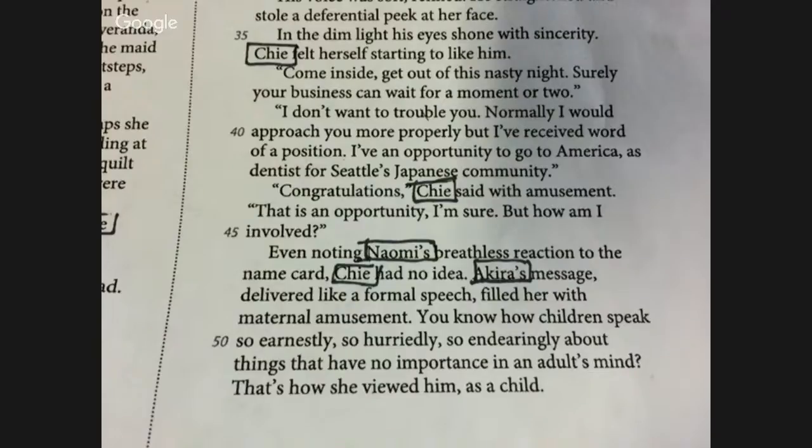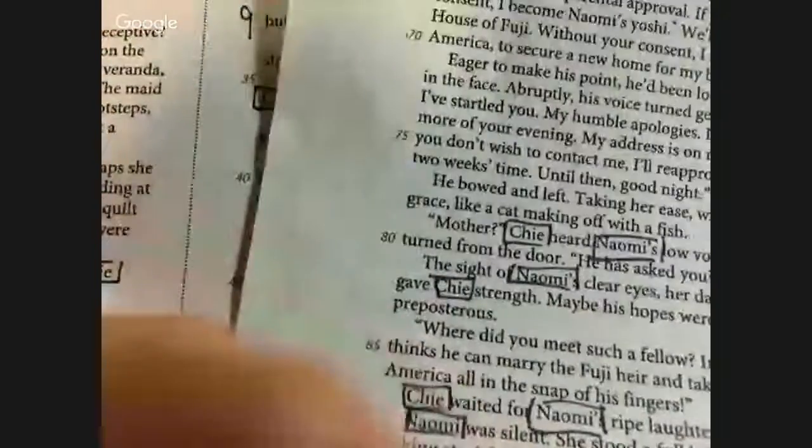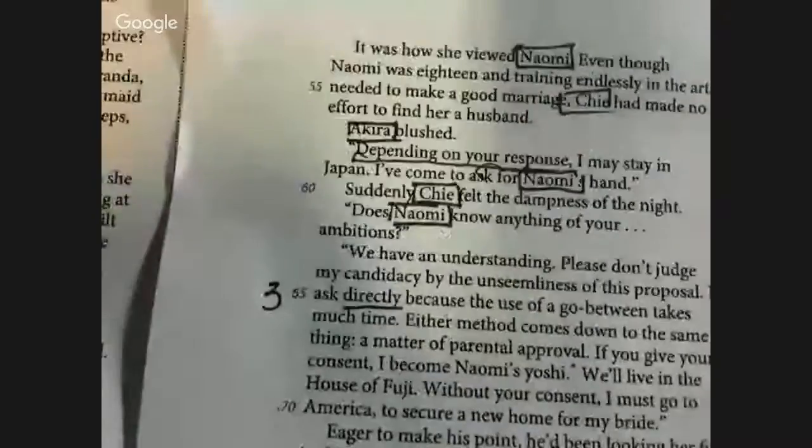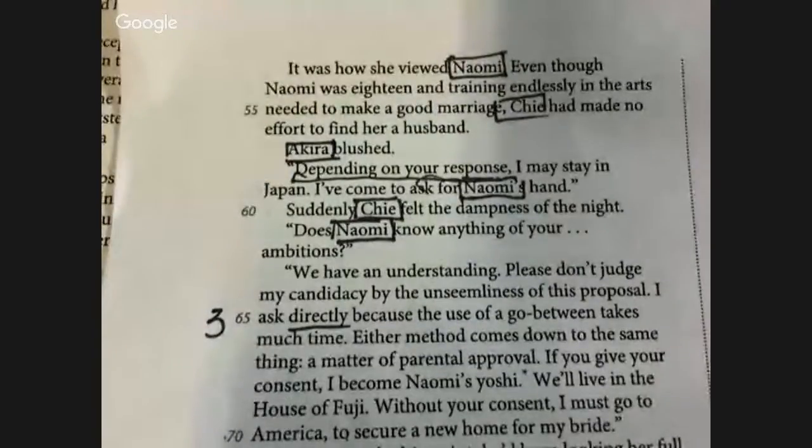Even noting Naomi's breathless reaction to the name card, Chie had no idea. Akira's message, delivered like a formal speech, filled her with maternal amusement. You know how children speak so earnestly, so hurriedly, so endearingly about things that have no importance in an adult's mind? That's how she viewed him, as a child. It was how she viewed Naomi, even though Naomi was 18 and training endlessly in the arts needed to make a good marriage. Chie had made no effort to find her a husband.